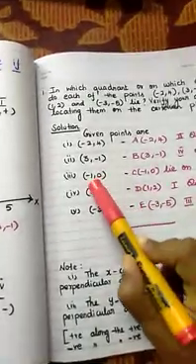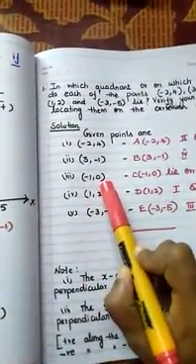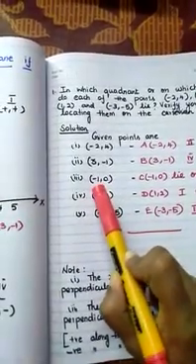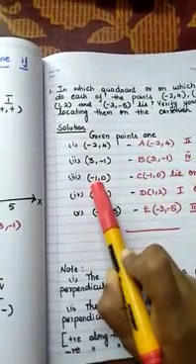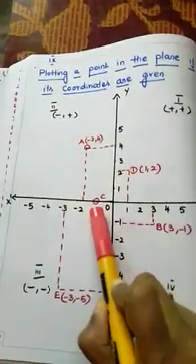The next value is (-1, 0). Here we have an x value but the y value is 0. So the point (-1, 0) lies on the negative x-axis only, because our abscissa value is negative. So (-1, 0) we have to mark on the negative x-axis.